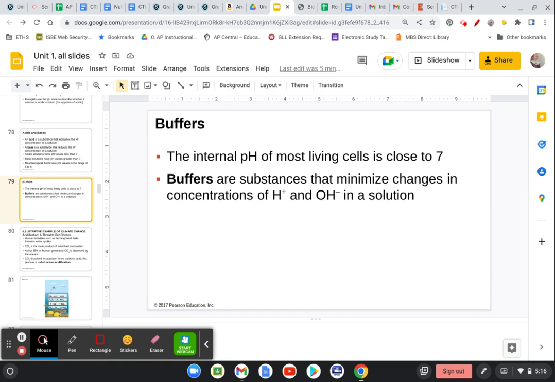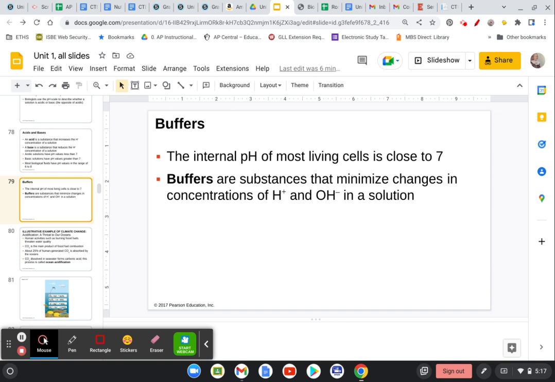Let's say I have an aquarium, and I measure the pH of the aquarium with some pH paper, and I see that the pH is 5. Okay, we know that living organisms need to be between 6 and 8. So my question to you is, what would I add to the tank to raise the pH closer to 7?